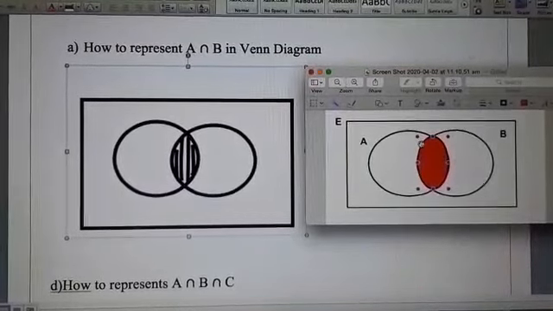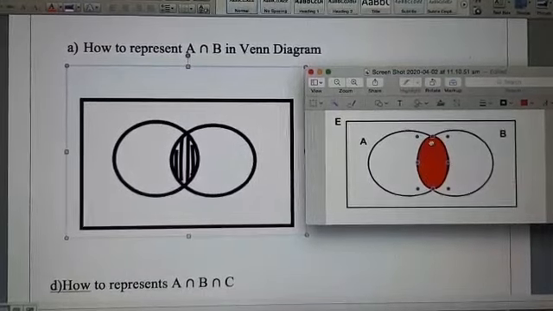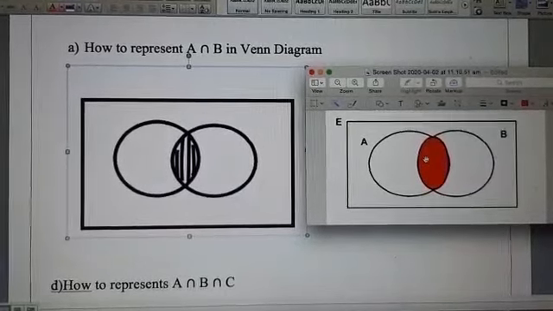So here A intersection B is shaded. This part is an overlapping portion for the circle A as well as for the circle B. So this will be the answer for A intersection B in this case.